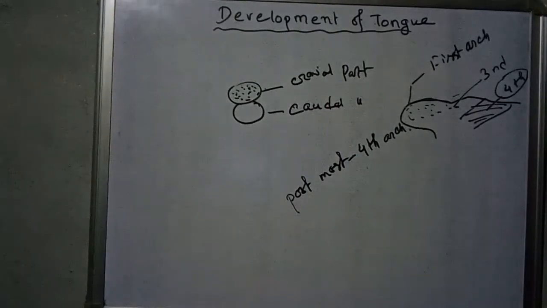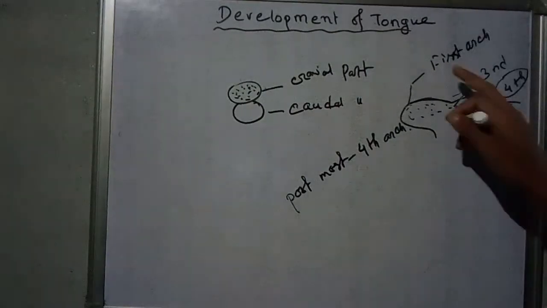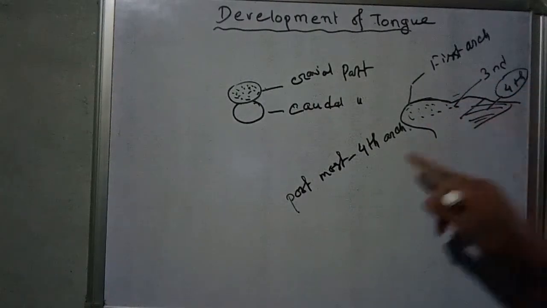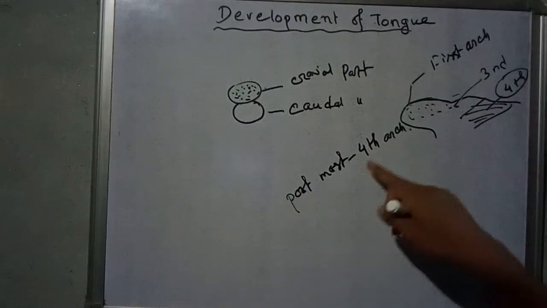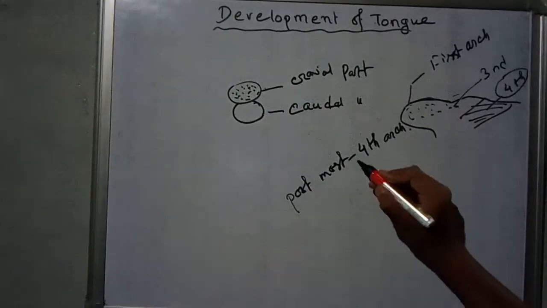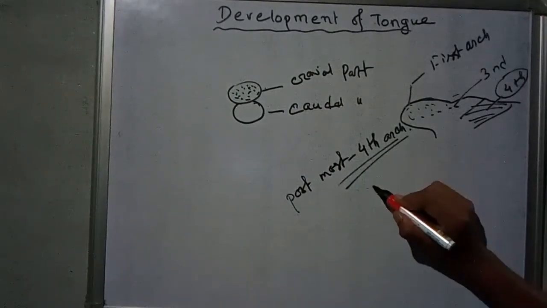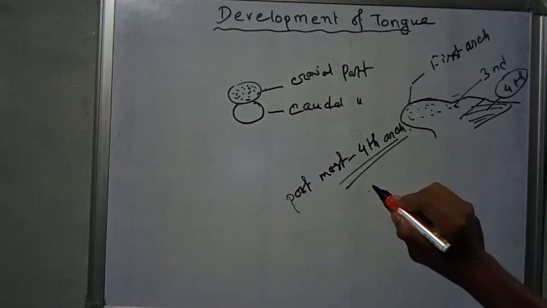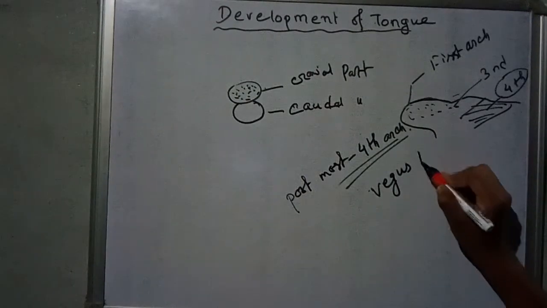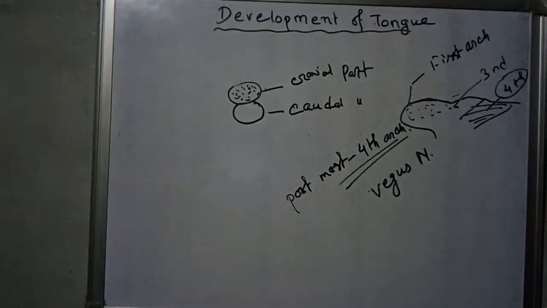This is the first arch, second arch, third arch, fourth arch. The posterior most part is formed by the fourth arch, and therefore it is supplied by the vagus nerve.